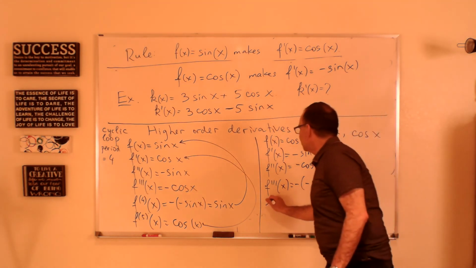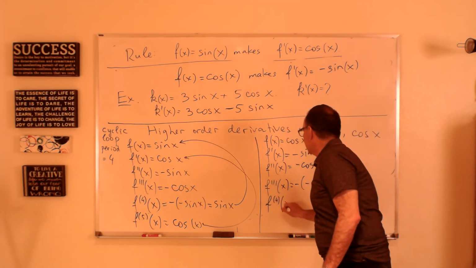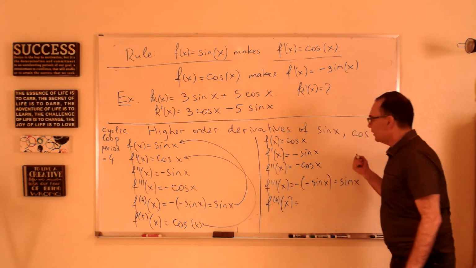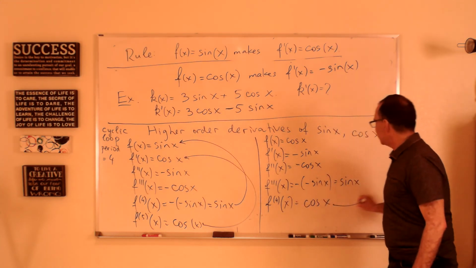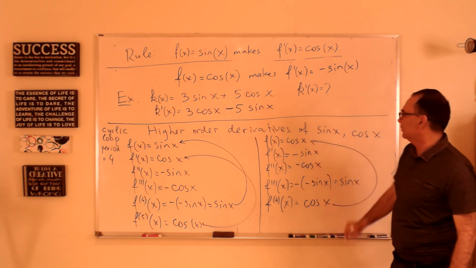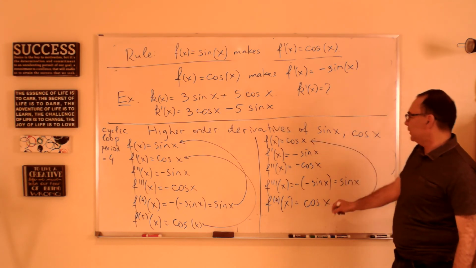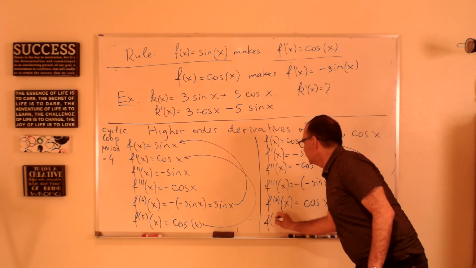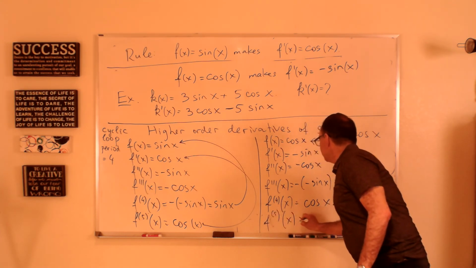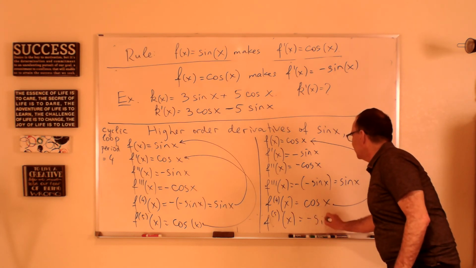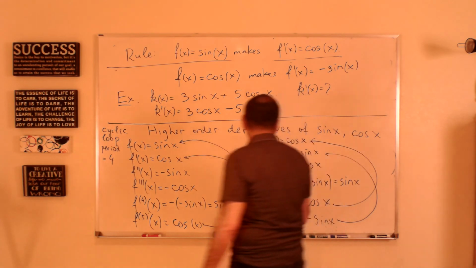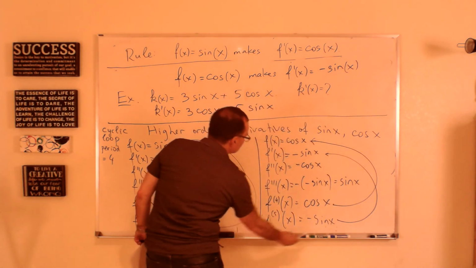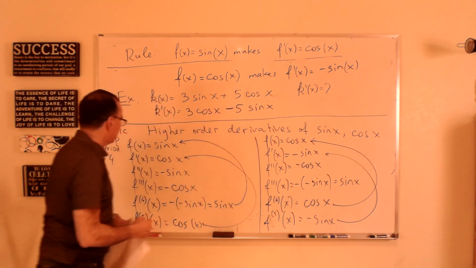And the fourth derivative is derivative of sine, but that is cosine x. And now the fourth derivative is exactly the same as the original function. And what it means is that the fifth derivative will be derivative of cosine, which is negative sine x, which is the same as the first order derivative. Similarly, the sixth order derivative is the same as the second order derivative, etc.